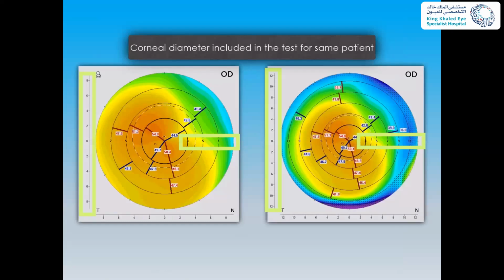So this is the same patient. This is an 8 millimeter scan, and this is a 12 millimeter scan, where you can see that things have not changed much, but if you go with a bigger one, then certainly you will end up with some sort of extrapolated data. So ideally we don't use it. That's why we only use the 8 millimeter. But if we are looking for pellucid, we have to go for a larger diameter size.